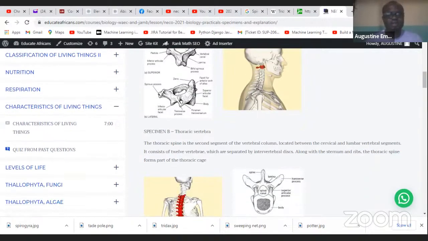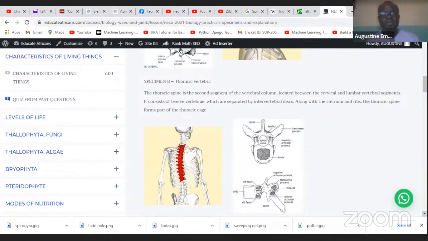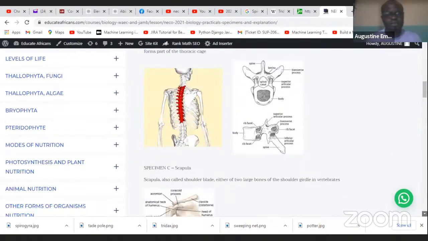You talk about the thoracic vertebrae, you have to know the location. It is the second segment of the vertebral column, located between the cervical and the lumbar vertebrae. The lumbar is the last part that connects to the hip. The thoracic consists of 12 vertebrae, which are connected along with the sternum and the ribs. The thoracic spine forms part of the thoracic cage. So they form this cage. Here you have your lungs and everything. So take note, it has this long spine, the lamina. Take note of this diagram, it's very, very important.